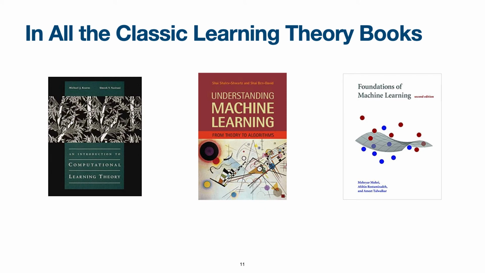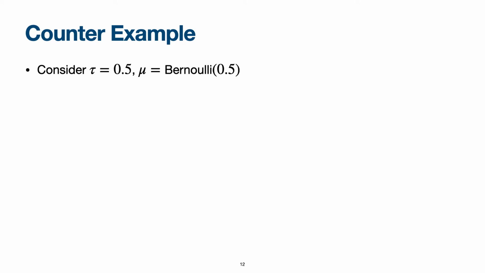This example and this proof is what you will find in all of the classic learning theory books, typically in the first or in the second chapter. Now, these proofs are written to give an intuition about what PAC learnability is and how to prove it. Interestingly, this proof that I just sketched, which you can find in these books, is not completely precise.